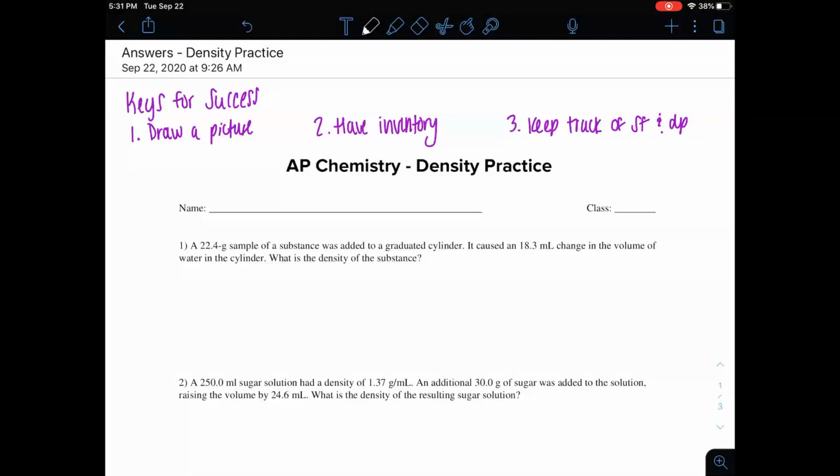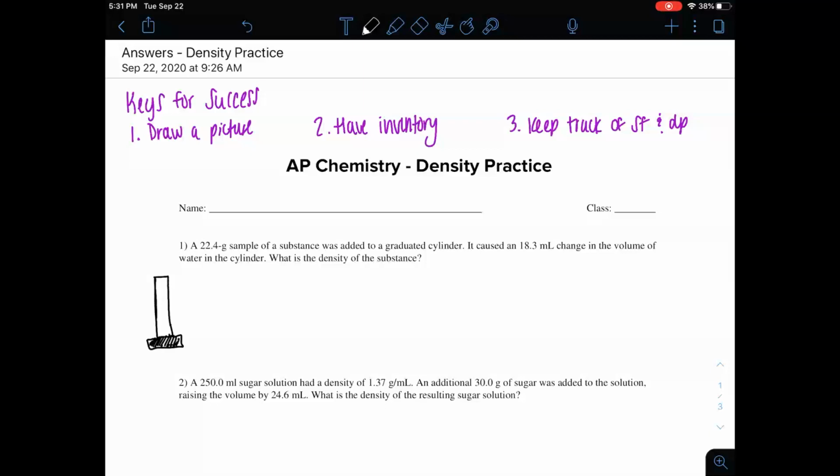First off, if we read it: a 22.4 gram sample of a substance was added to a graduated cylinder. It caused an 18.3 milliliter change in the volume of the water in the cylinder. What is the density of the substance? First off, I'm going to draw my picture. I'm not the best artist in the world, so I don't expect you to be either. These pictures are solely for you.